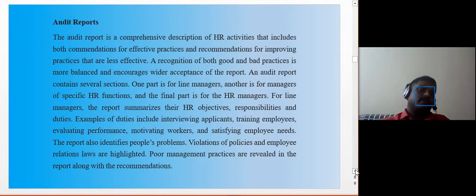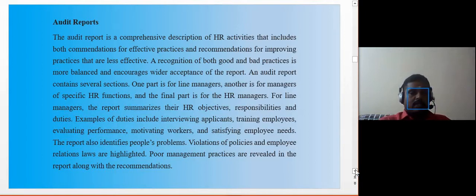Audit report. The audit report is a comprehensive description of HR activities that includes both commendations for effective practices and recommendations for improving practices that are less effective. A recognition of both good and bad practices is more balanced and encourages wider acceptance of the report.